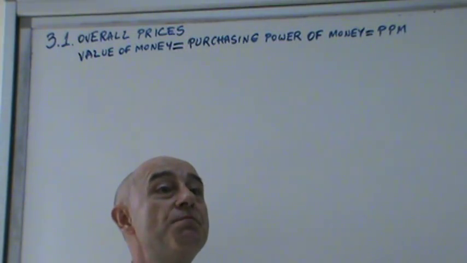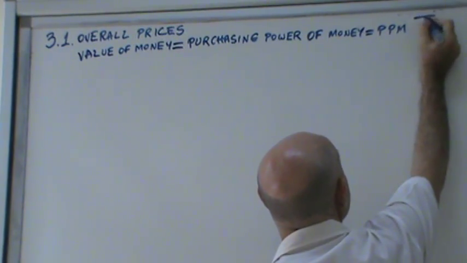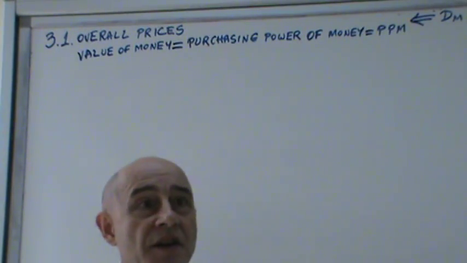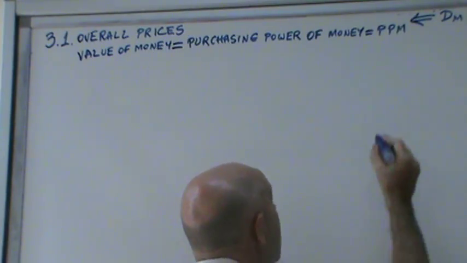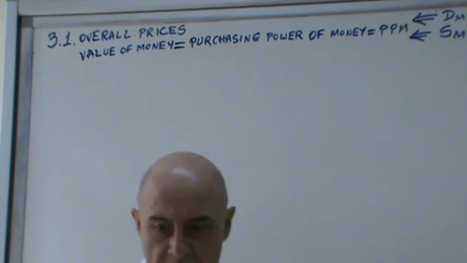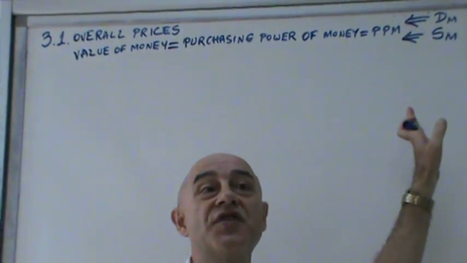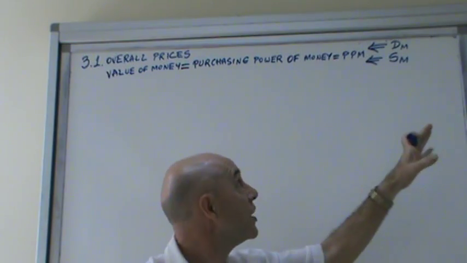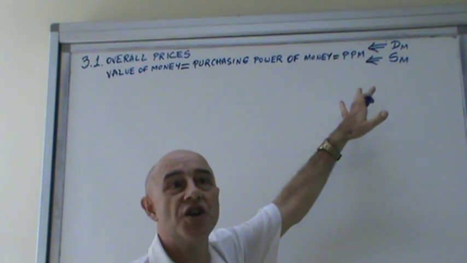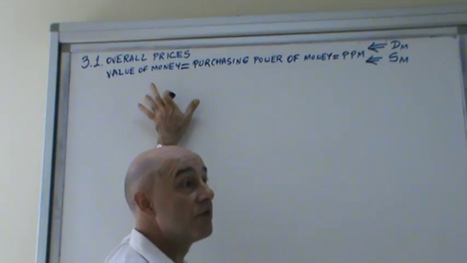And purchasing power of money, that's kind of like one of the last sections, is determined by demand for money and supply for money. We also said that a shift in demand for money will change the purchasing power and the value, and a shift in supply will change purchasing power of money and the value of money.